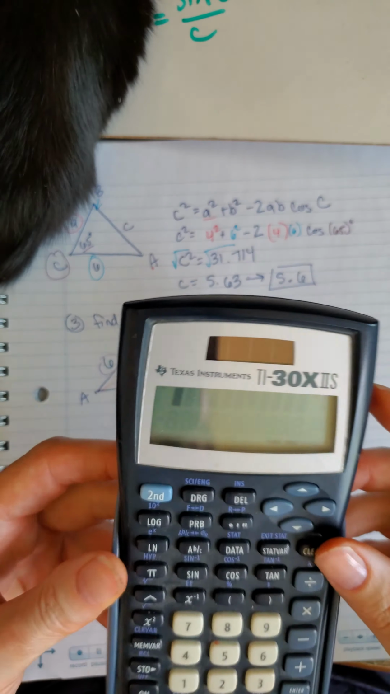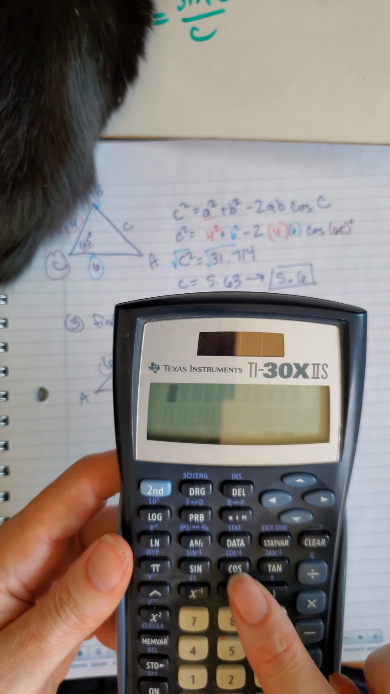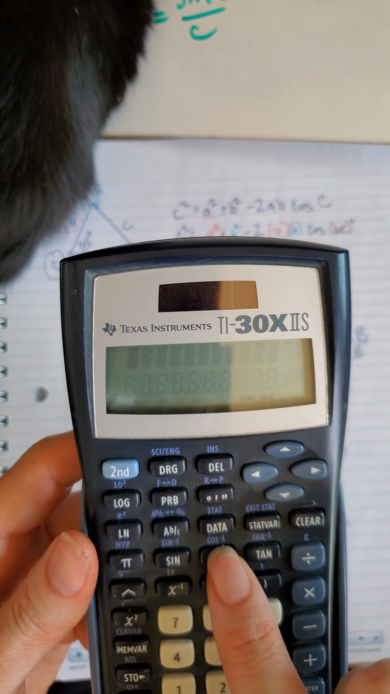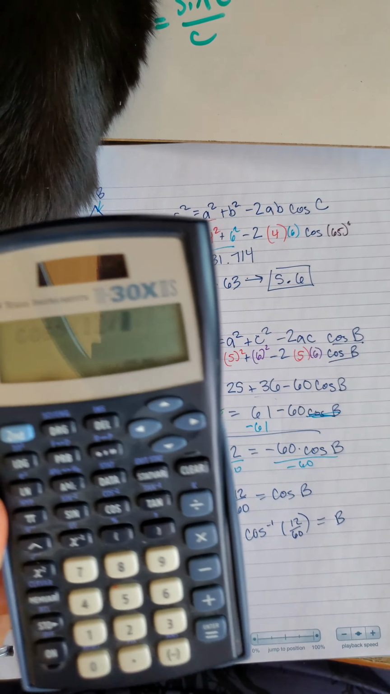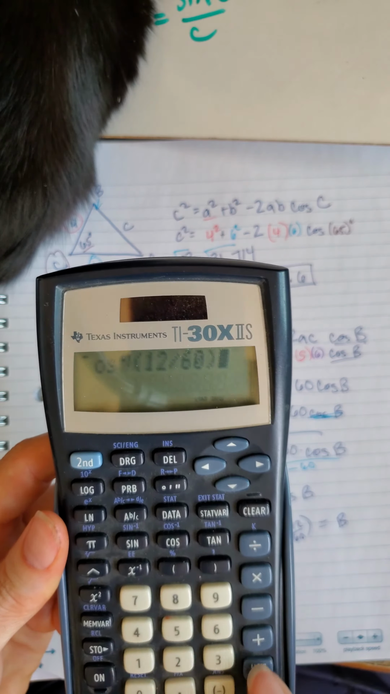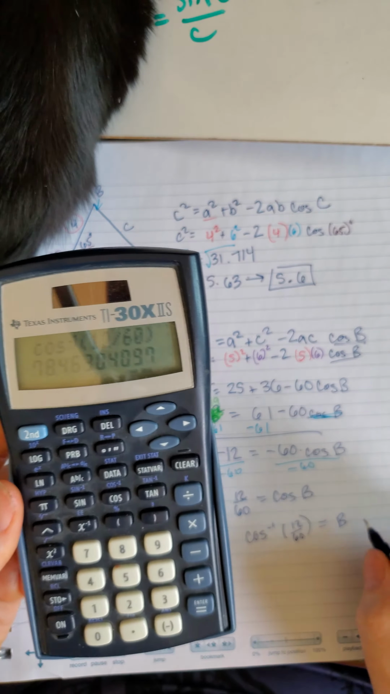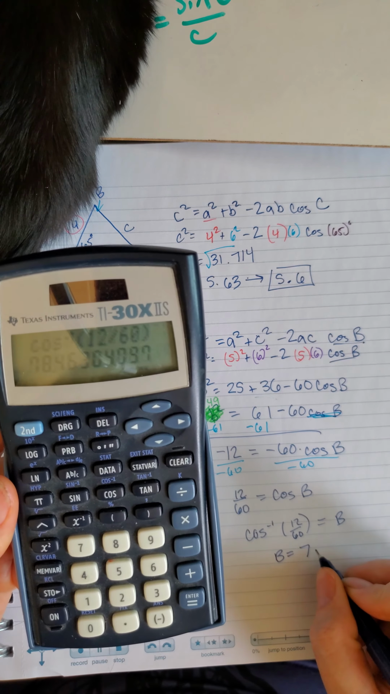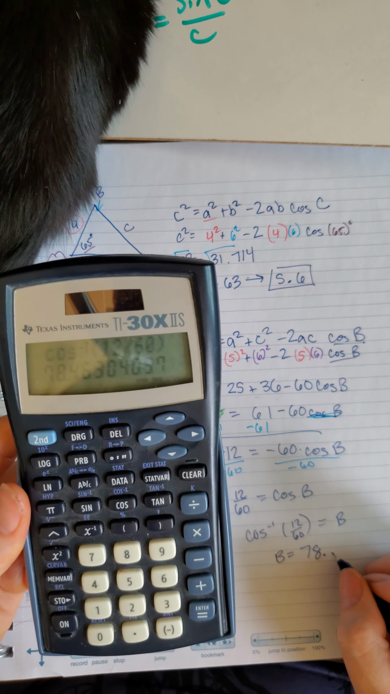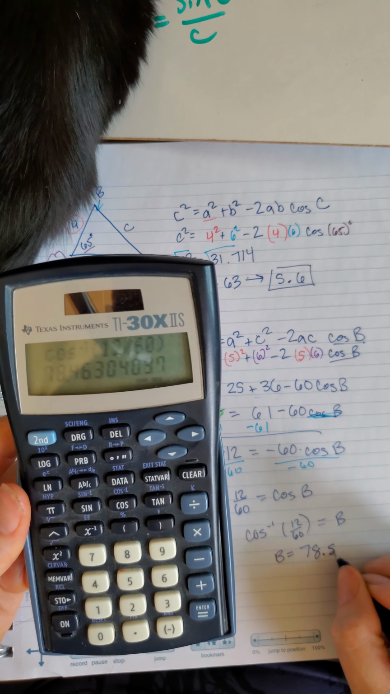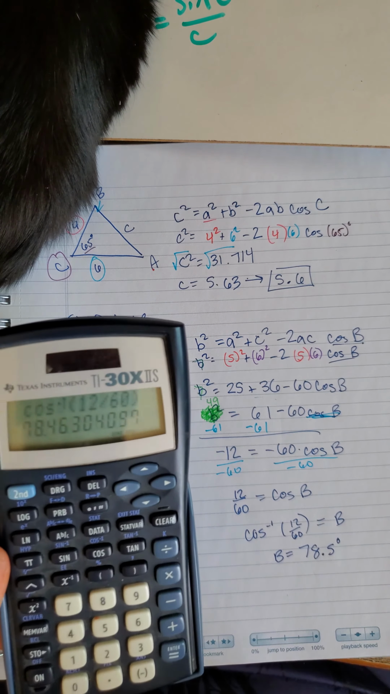So in the calculator, again, make sure you're on degrees. There's a little inverse cosine button up there. So I'm going to hit second, cosine 12 divided by 60. And that gives me about 78.46. I think they wanted this to tenths, so 78.5 degrees would be angle B.